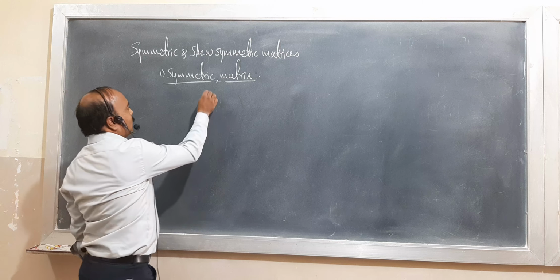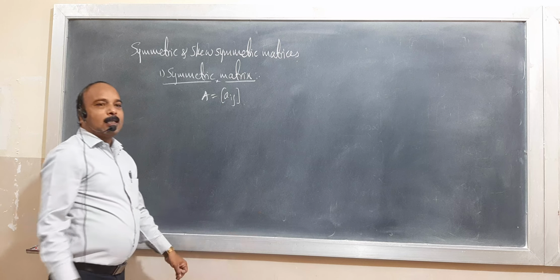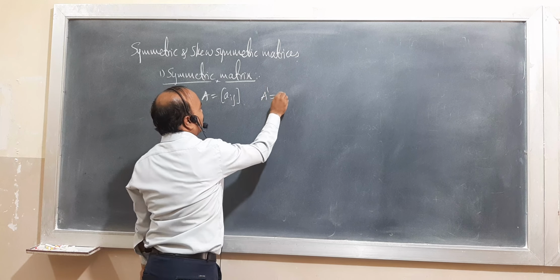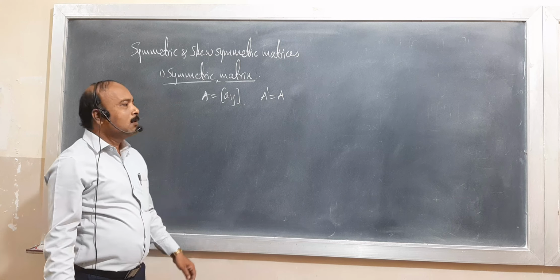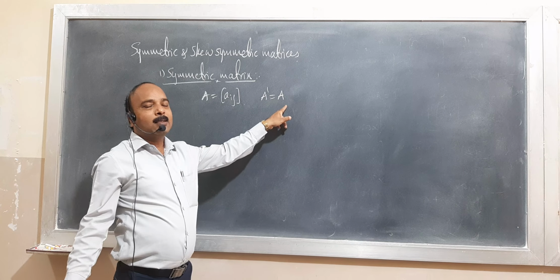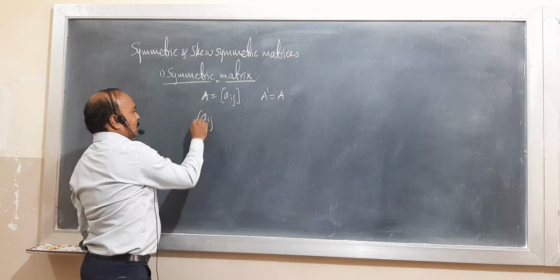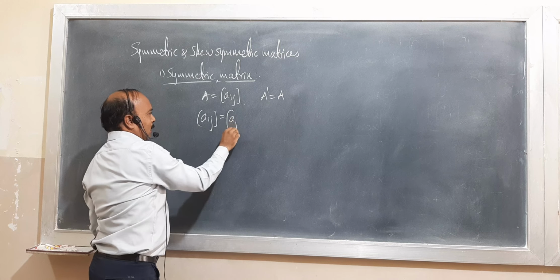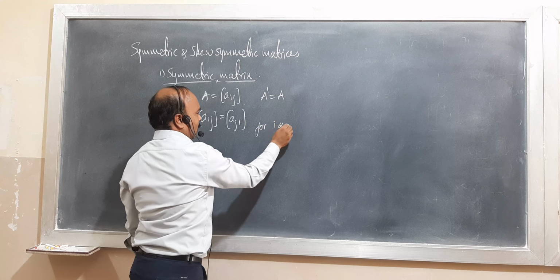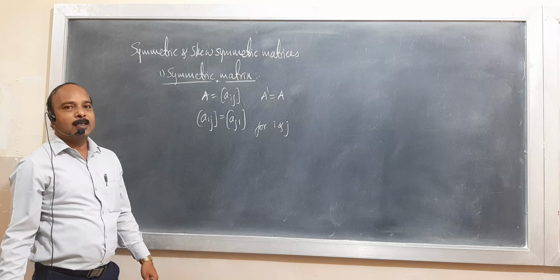If we consider a square matrix A equal to [aij], it is said to be a symmetric matrix if and only if A' equal to A. That means if you take the transpose of this matrix, then you get the same matrix, then it is considered as a symmetric matrix. That is aij is equal to aji for all possible values of i and j. For all possible values of i and j, it is considered as a symmetric matrix.